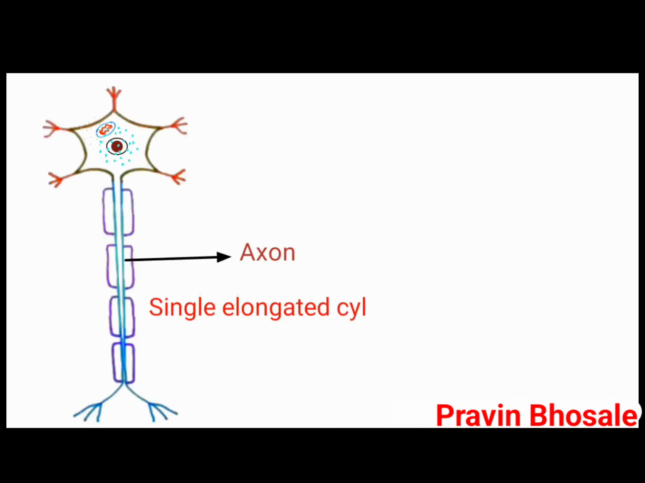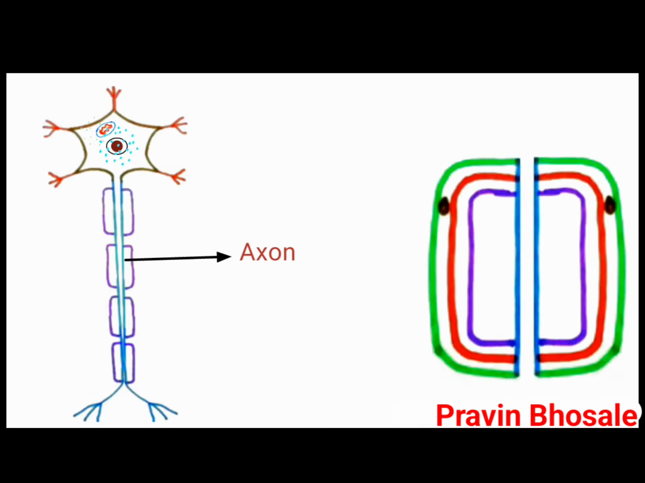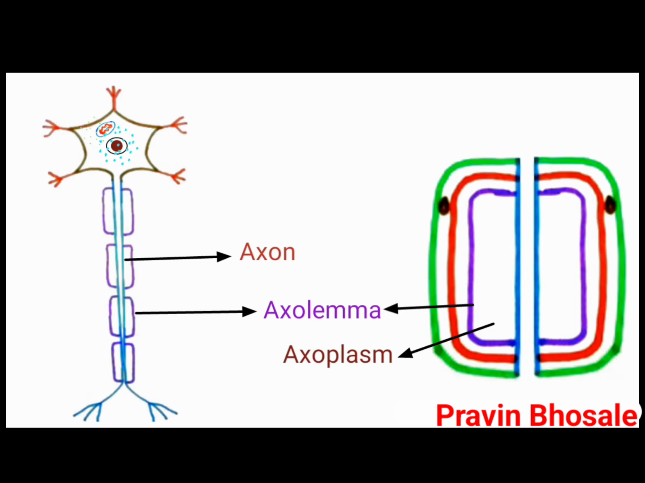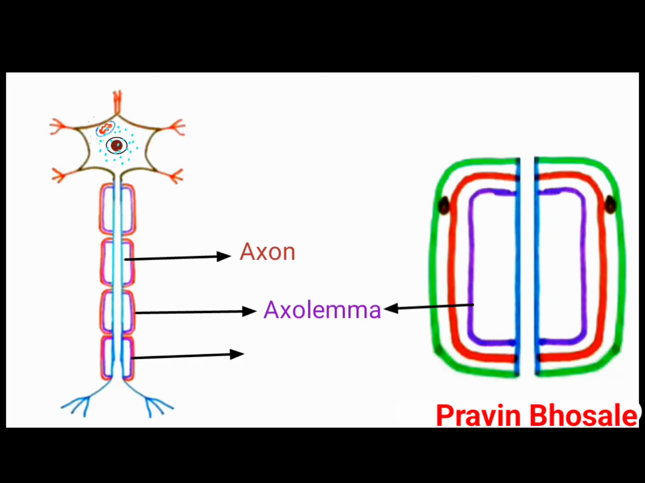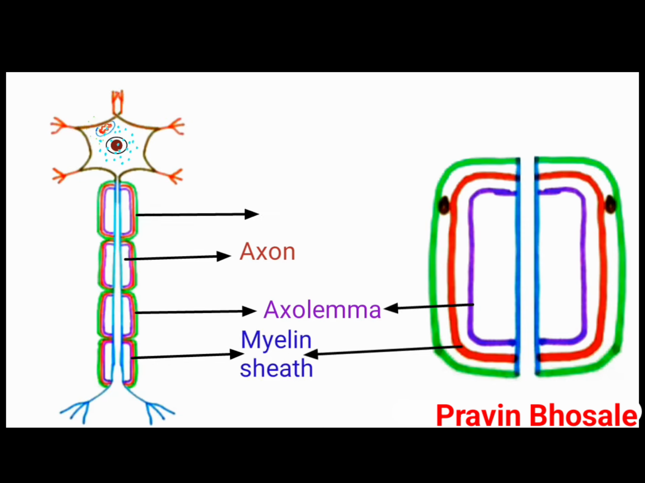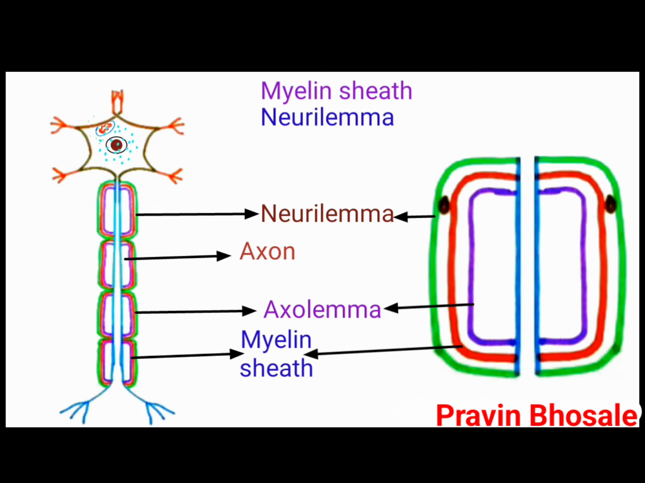Axon is a single, elongated and cylindrical process. The axon is bound by the axolemma. Axoplasm contains a large number of mitochondria and neurofibrils. It is enclosed in a fatty sheath called the myelin sheath, and the outer covering of the myelin sheath is the neurilemma. Both the myelin sheath and neurilemma are parts of the Schwann cells.